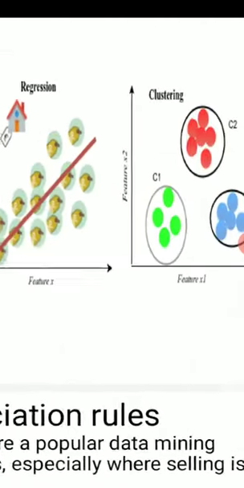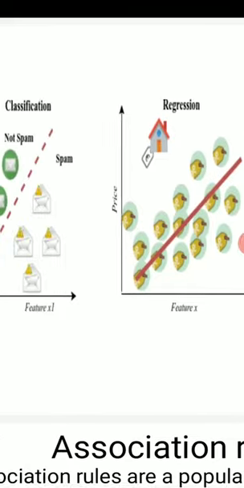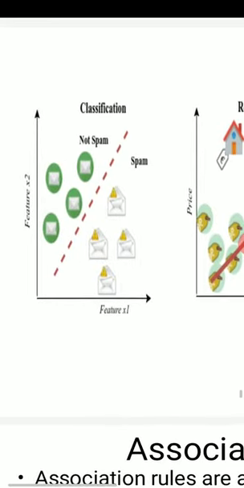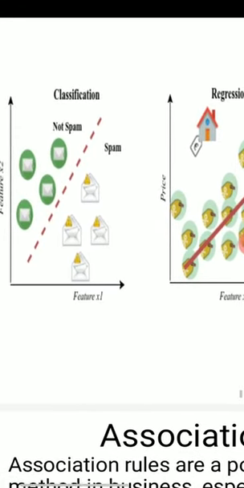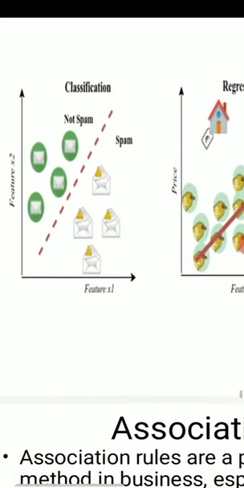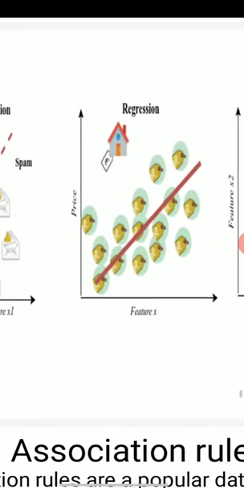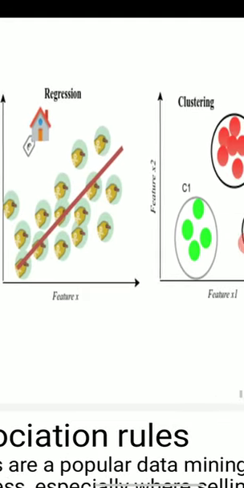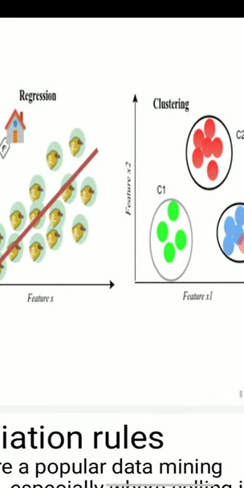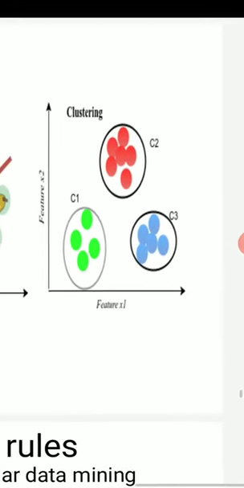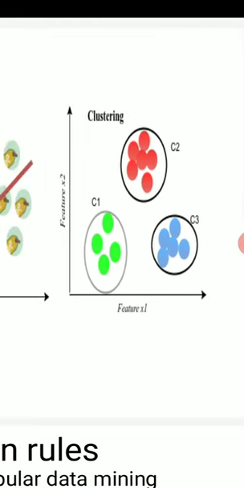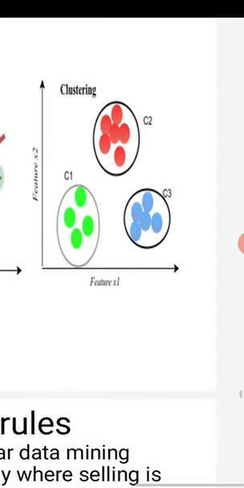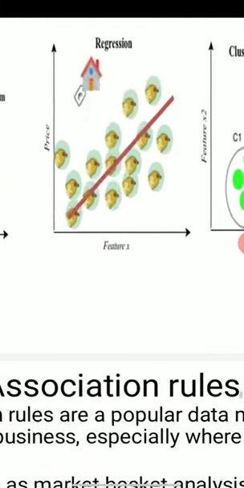So this is an example where you have classification. Under classification, the best example is your SVM, support vector machines, and regression. So this is a regression which requires more amount of data for computation. And here this is a clustering wherein you have various groups C1, C2, C3 which are grouped.